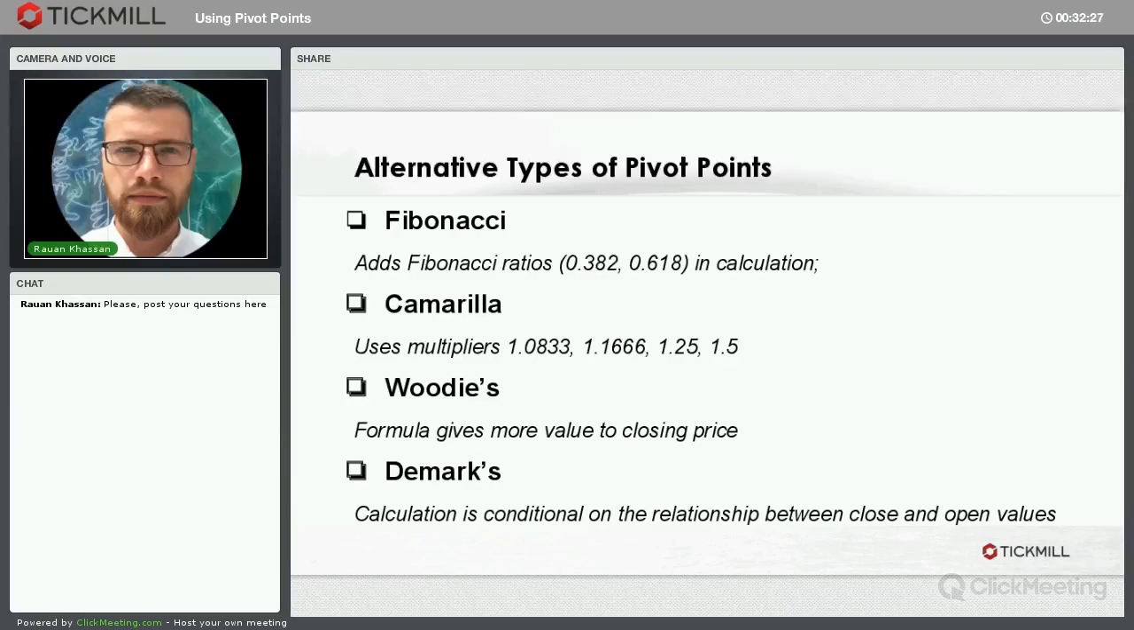Finally, the Demark level is least known of the given examples, and its calculation is conditional on the relationship between close and open values. So if the close value is above open level, the formula will have one structure. If it goes vice versa and open value goes higher than close value, then the formula will have a different structure.